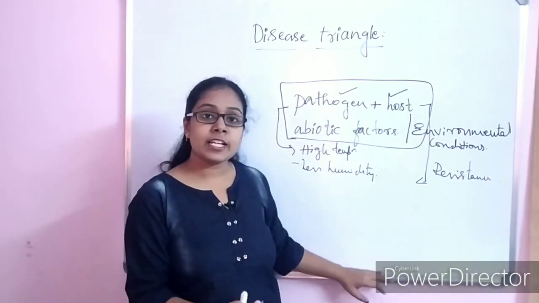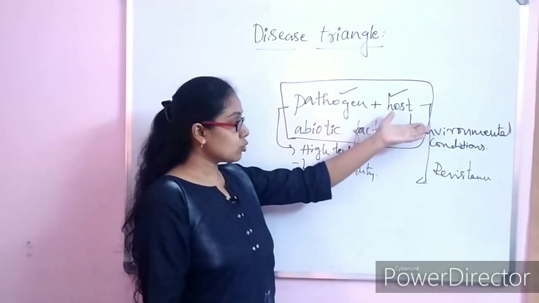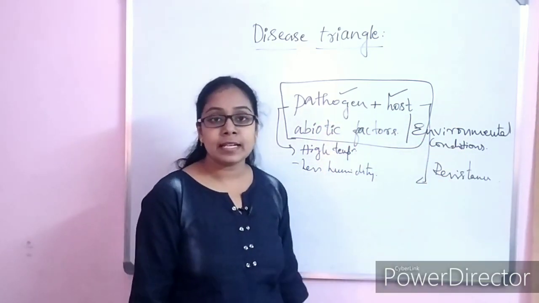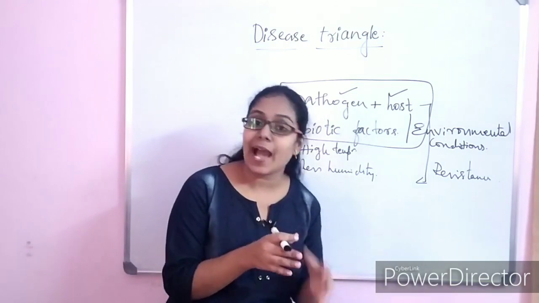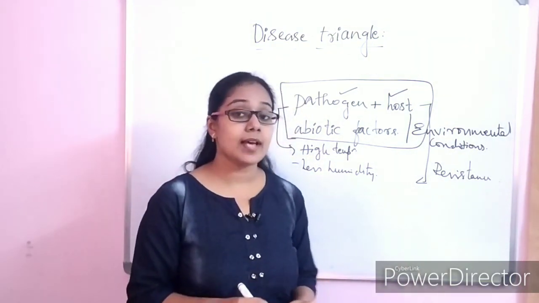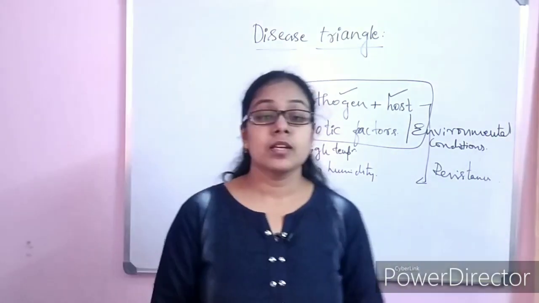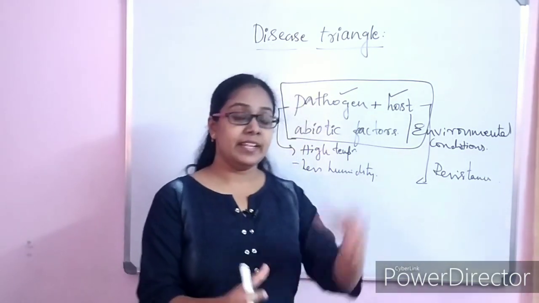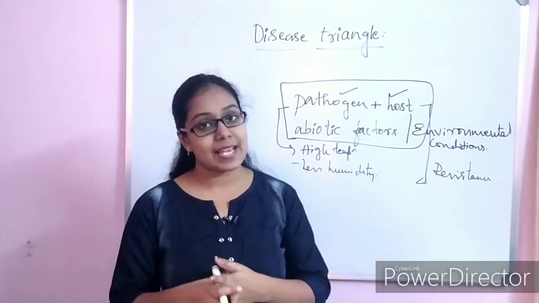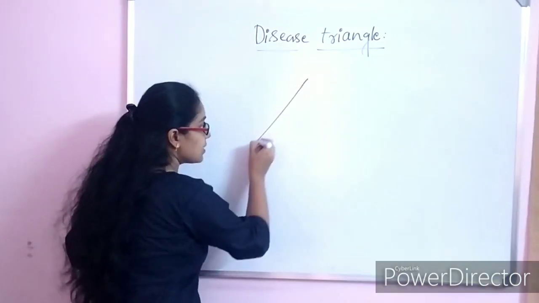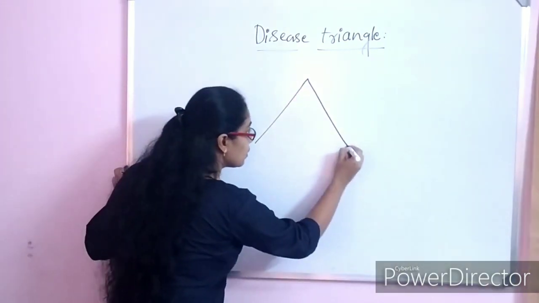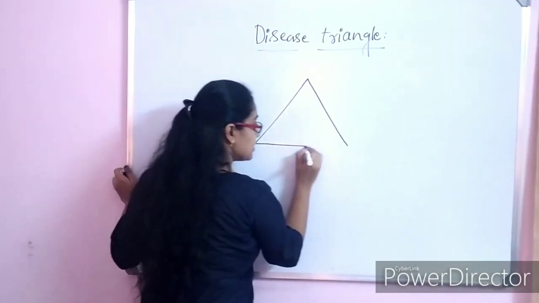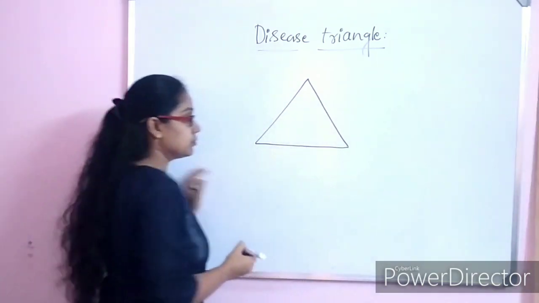Look here, the interaction of host, pathogen and the environmental conditions is visualized as a triangle and is referred to as the disease triangle. Yes, here comes the disease triangle. Let me represent to you the interaction of these three components as the disease triangle. So as I said, the interaction of the three components is visualized as a triangle.